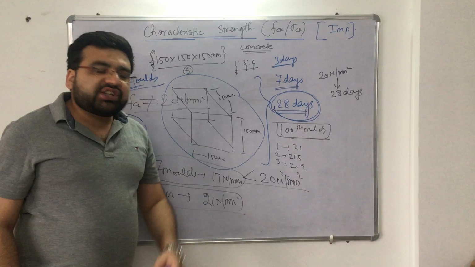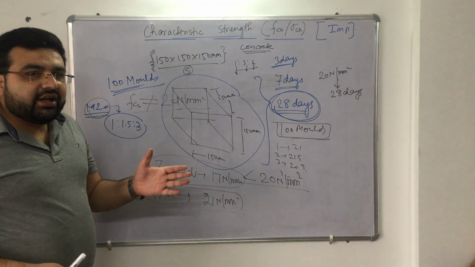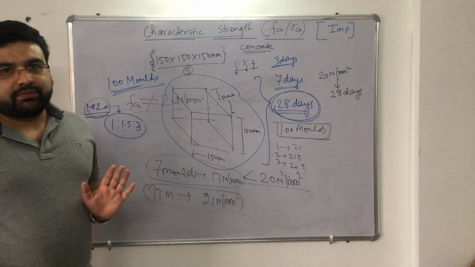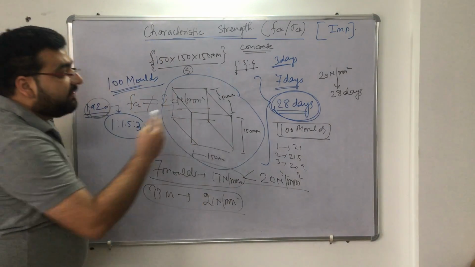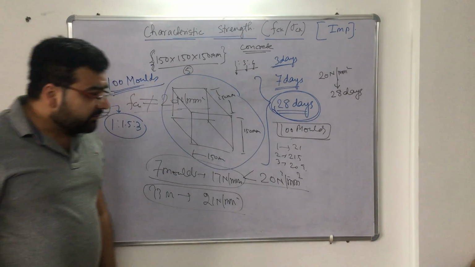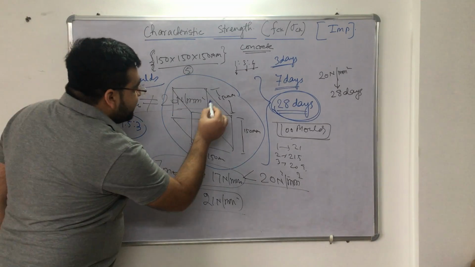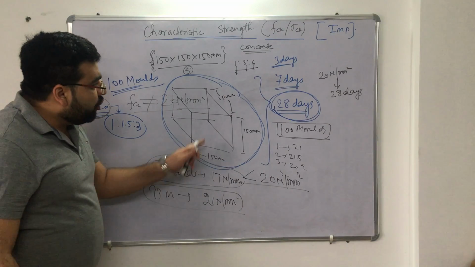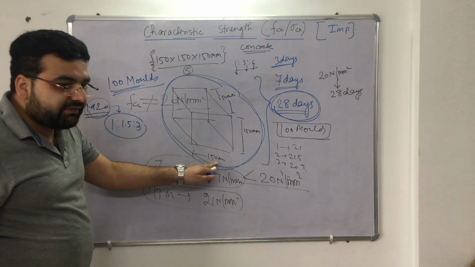And the bookish definition is, characteristic strength is the strength that out of 100, or you can say 95% of samples pass the test. So this is the simplest definition of characteristic strength. Now the next thing is, in India, what are we doing? We measure the characteristic strength with the help of a cube. The size of the cubic mold is 150 mm by 150 mm by 150 mm.